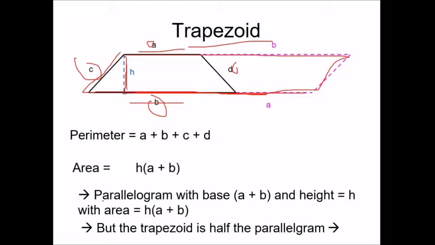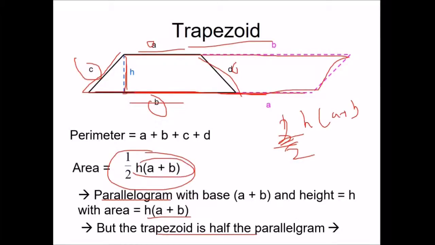And you know what is the area of the parallelogram with base A plus B and height H? The area will be H into A plus B. Now this area is twice, so we have not included this side, only one side we have included. Actually, the complete area is 2 into H into A plus B, but we have not computed for the whole, we have just halved it. So 2 by 2 is H into A plus B. With the trapezoid, because the trapezoid is half of the parallelogram, that is why half into H into A plus B.